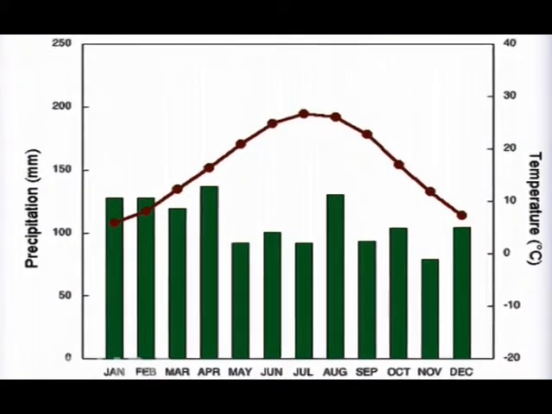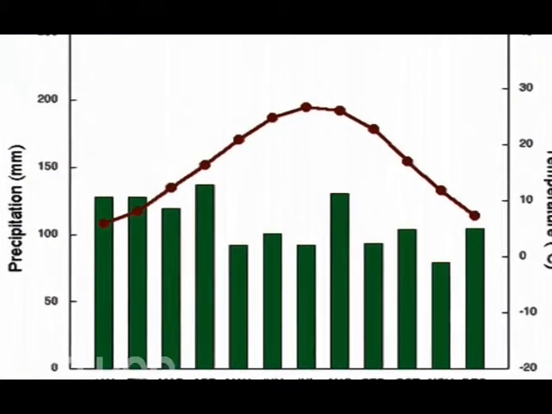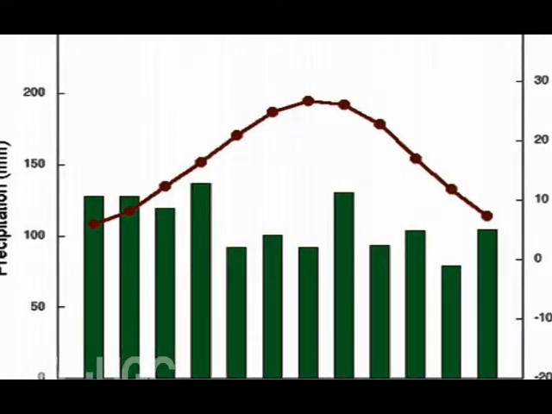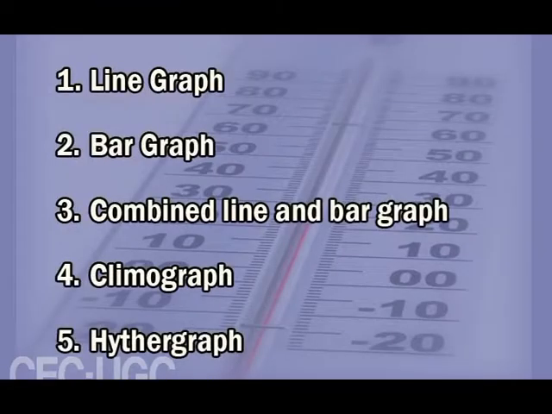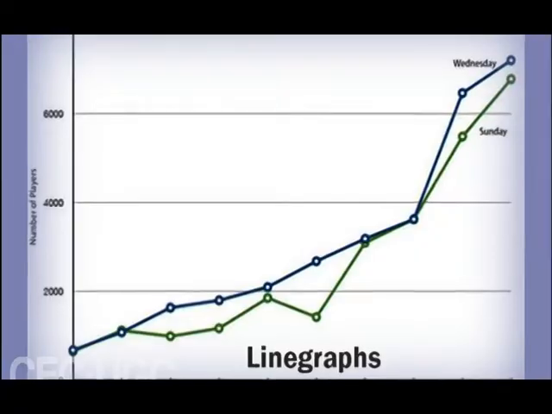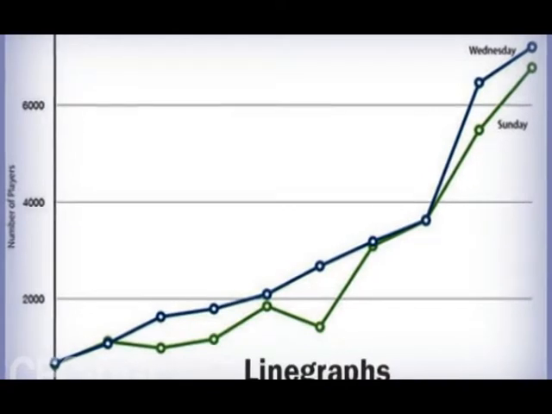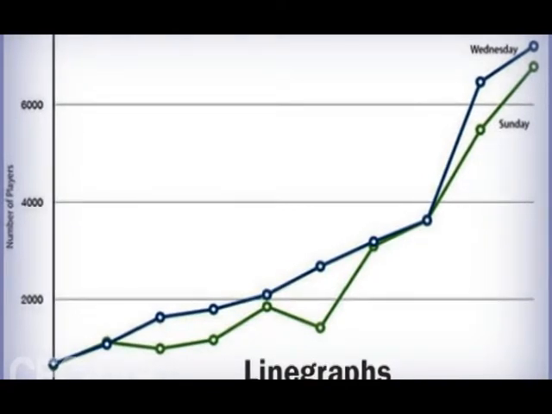Besides, many types of graphs and diagrams are usefully employed to represent the climatic data. We will discuss some of the important methods of depicting climatic data in various diagrams here: line graph, bar graph, combined line and bar graph, climograph, hythergraph. Line graph. Line graphs have been much more frequently used in illustrating different aspects of climate.